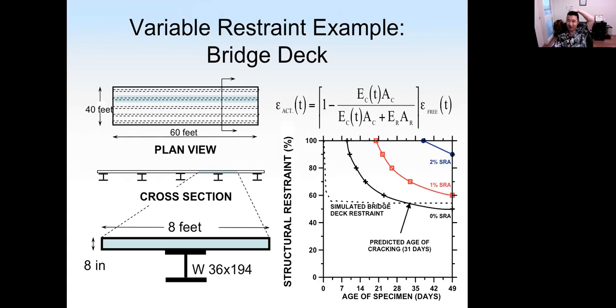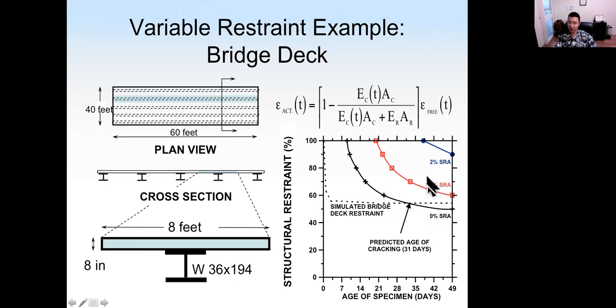And here shows another example. This is a variable restraint example. This simulates the behavior of a bridge deck. I think in this study, this is the actual strain. ACT is for action. They consider the creep effect, and also the restraint effect because the concrete is restrained by the bottom and also the two ends. And also they use different dosages of shrinkage reducing admixtures.